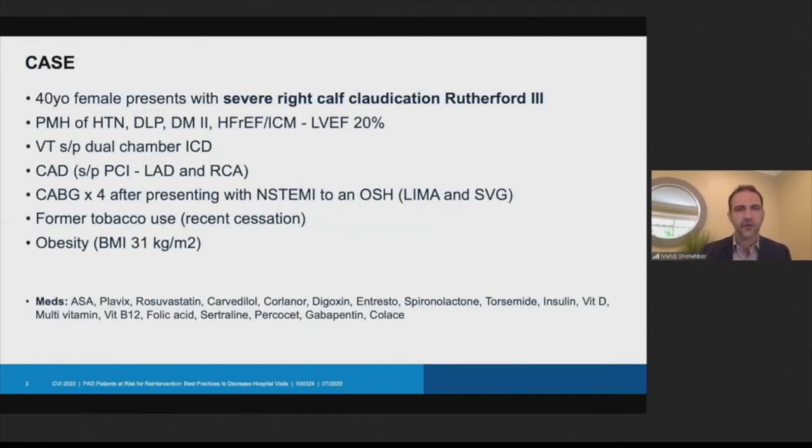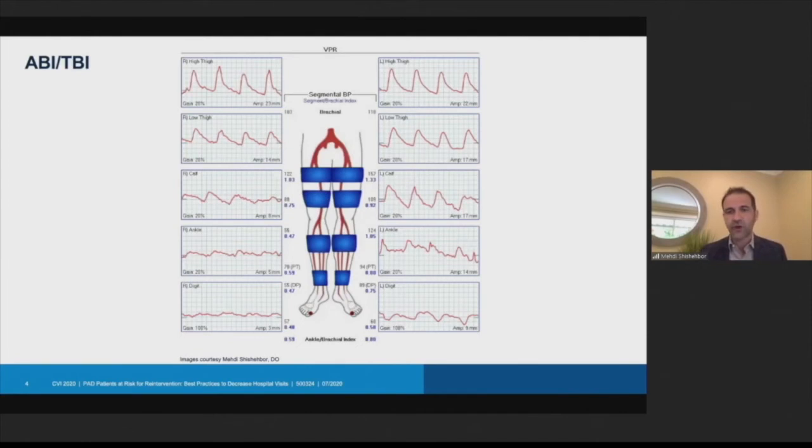I have this 40-year-old female who also came to us, like Sahil's patient, with severe right calf claudication. She has a lot of comorbidities. EF is 20%. She's diabetic, similar to all the patients that we deal with. And she had prior coronary artery disease with prior CABG. Here's a PVR. On the right side, you can see the ABI is 0.59. On the left is 0.80.